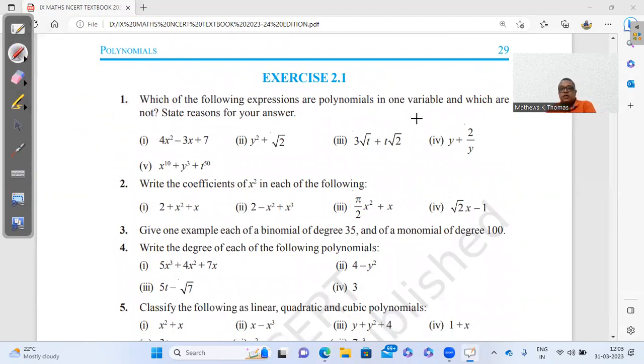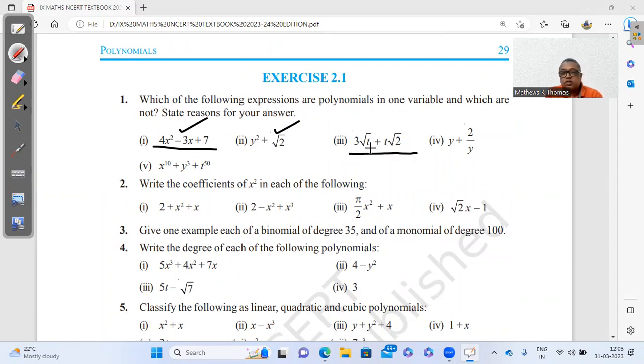Which of the following expressions are polynomials in one variable? The first thing I told in today's video is how to identify polynomials. This is a polynomial because the power of the variable is a whole number. So power is 2, power is 1. So this is a polynomial. This is a polynomial because in y square, the power is a whole number.